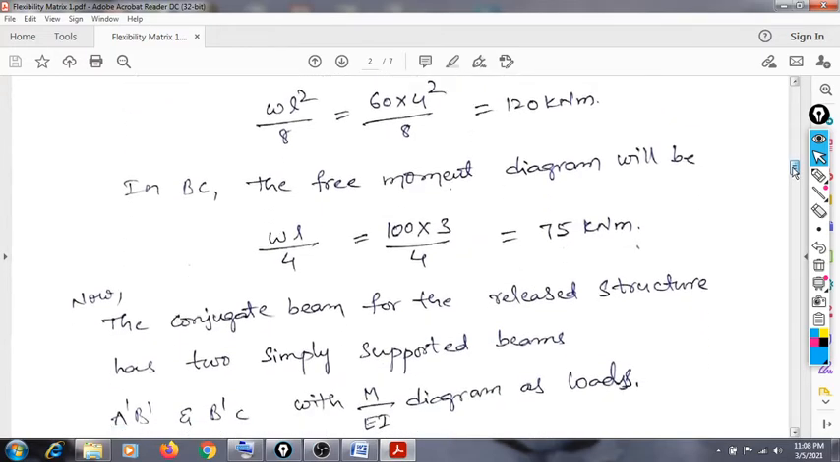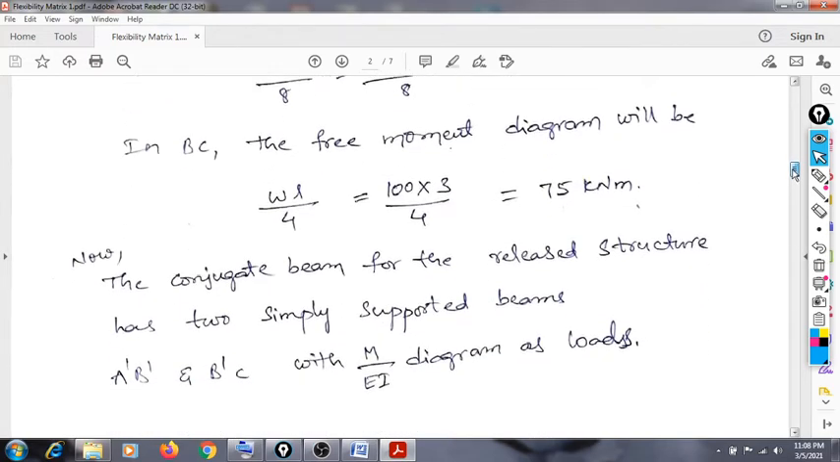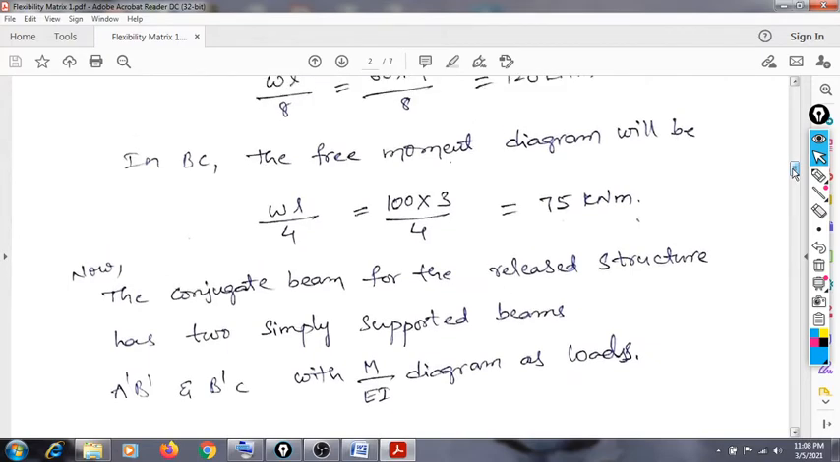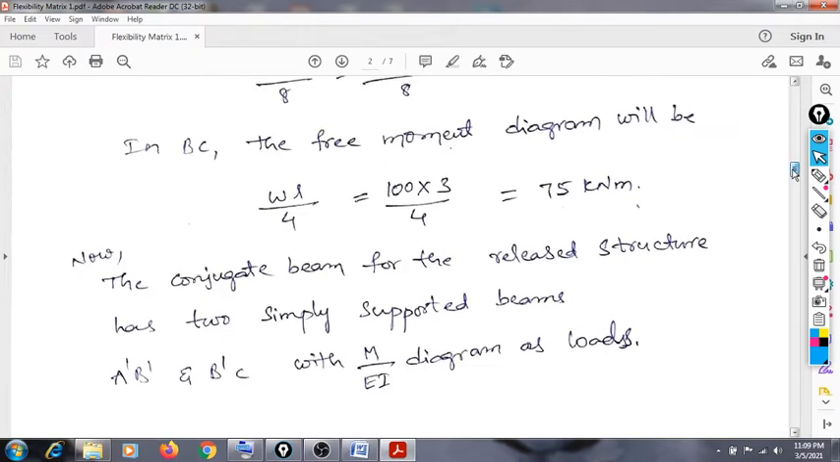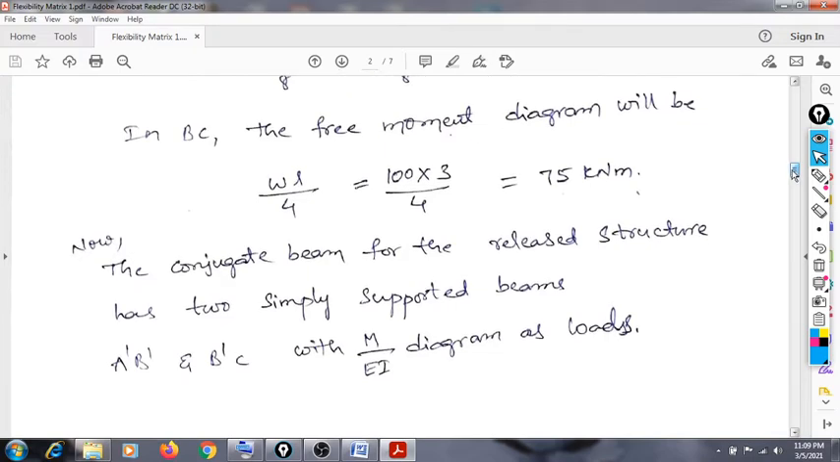Now the conjugate beam. The next step is to draw the conjugate beam for the released structures, with the M by EI diagram as loads. What is the M by EI diagram? It is the moment divided by EI, that is the flexural rigidity. That is the diagram as loads. There we don't have a UDL. Here the load will be M by EI.